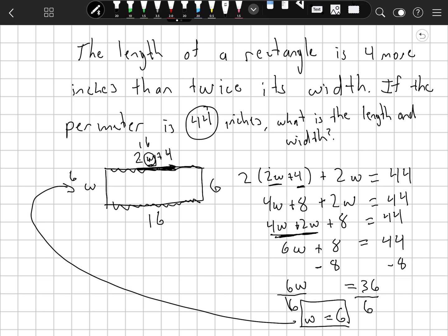Now let's just see if this all adds up to 44. We've got 16 plus 16 plus 6 plus 6. So 6 plus 6 plus 6 plus 6, that's like 6 times 4, 24. And 16 plus 16 is 32, and 32 plus 24 is 56. And so there's your answer.